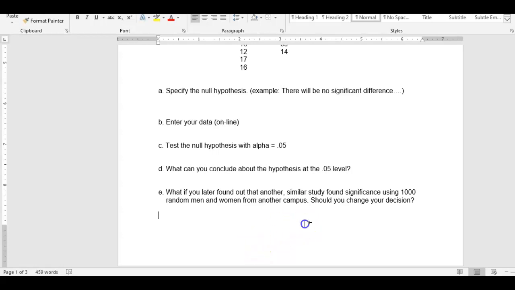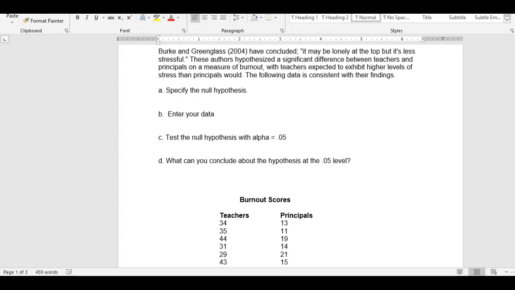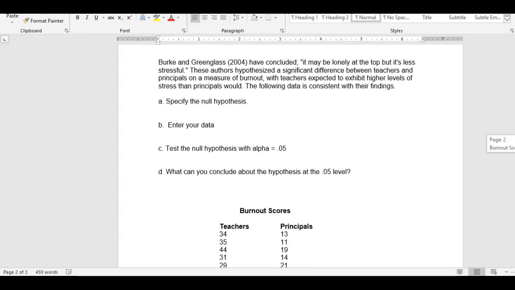Now, E, what if a similar study found using 1,000 random people that there is a difference? Men and women from another campus, yes, I would change my results and I would say I made a type 2 error because males and females are apparently different, but I didn't capture that. How come? I didn't use enough people. That's called a type 2 error. Now, let's do the next one.